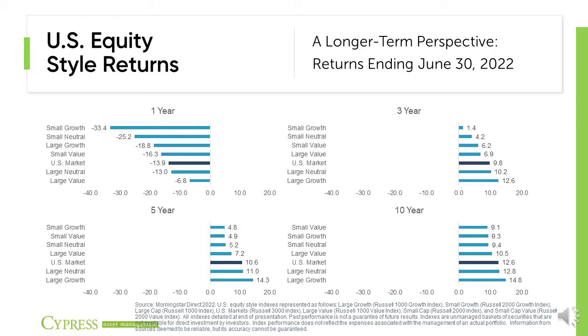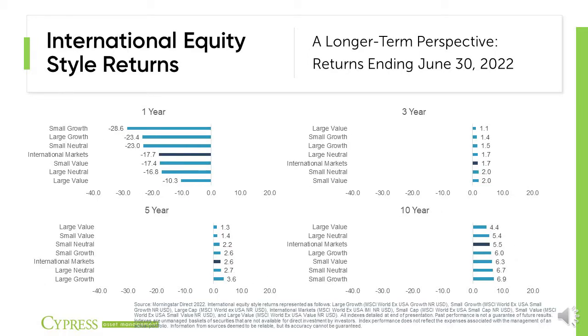Large value stocks had the smallest decline for the trailing 1 year period, losing 6.8%, but beating the U.S. market by 7.1%. We also see that small value has underperformed most other styles at all investment horizons displayed on this chart. Consequently, we expect that portfolios that have a small value tilt, such as those that we typically design for clients, will have underperformed portfolios that are market cap weighted or tilted to large growth stocks at these longer investment horizons.